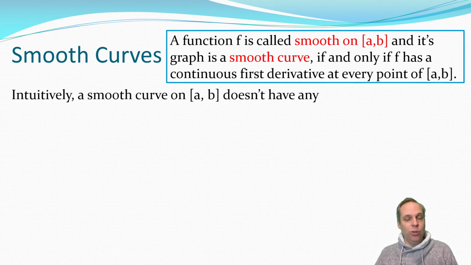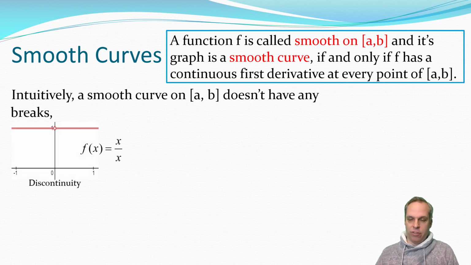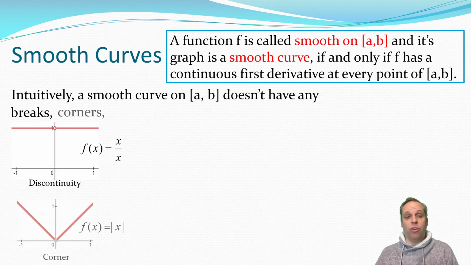Now, intuitively, a smooth curve is a curve that doesn't have these things. First, it doesn't have a discontinuity, because otherwise, of course, the derivative wouldn't exist. It also doesn't have a sharp corner, because if it does, then at that point, while the function is continuous, the derivatives from the left and from the right of that corner would be different values. The derivative would exist, it would just be different values.